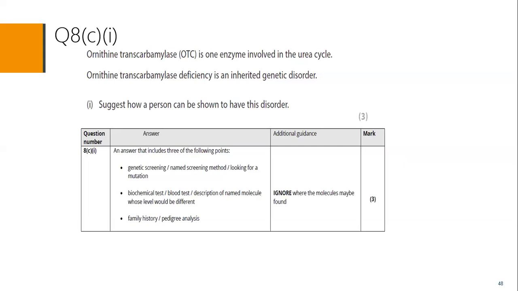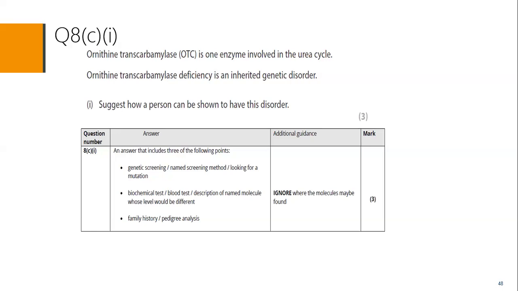Now, the command word in this question, the next one, is suggest. Candidates are expected to use their biological knowledge in an unfamiliar or novel context. The suggest command word will be used for no more than 10% of the available marks in the paper.